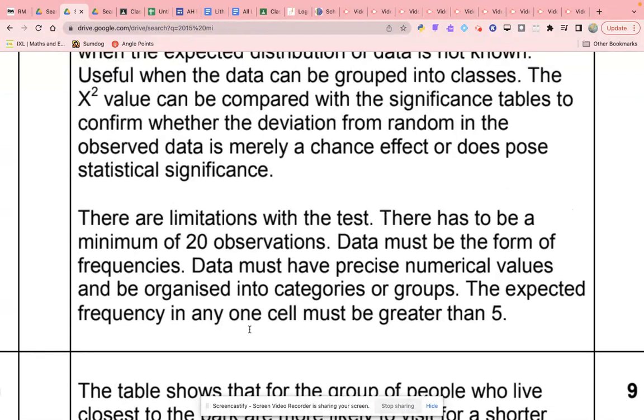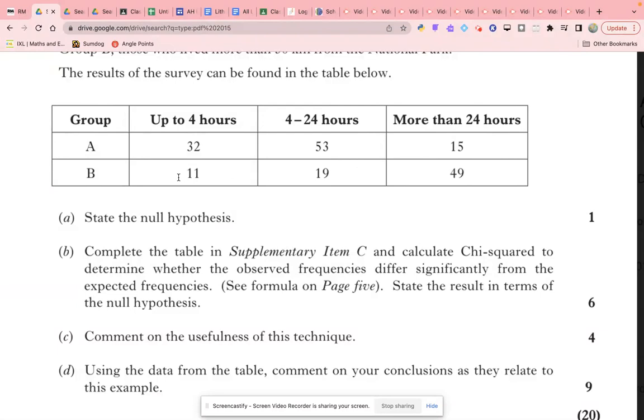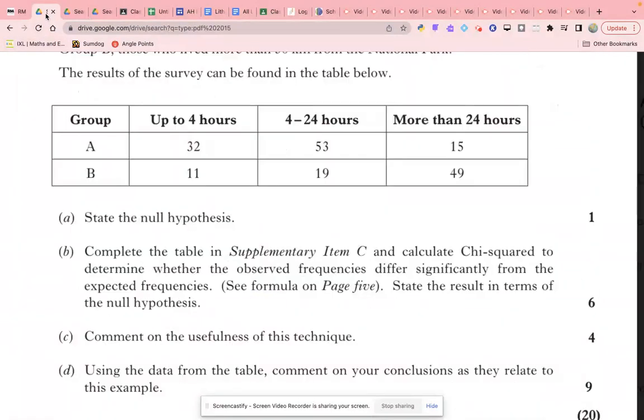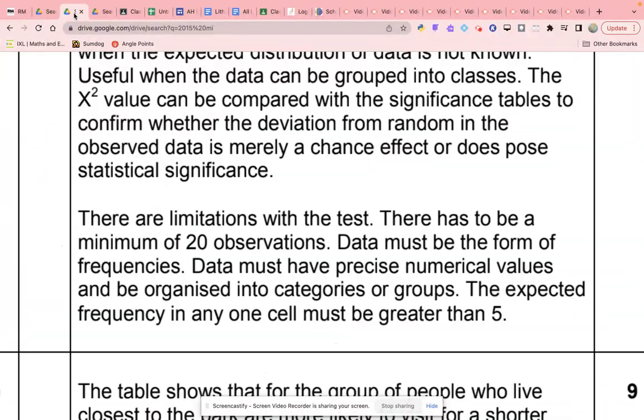So what else can we say? Well, this test needs a minimum of 20 observations. Well, I'm quite happy to say that we have definitely more than 20 observations. We can see that. Also, each category or each cell has to have a frequency of greater than 5. Well, that is appropriate because in our data set, the lowest was for Group B, where we only had 11 people staying up to 4 hours, but that is considerably higher than 5. So once again, it's much more likely that our results are accurate and should be trusted.